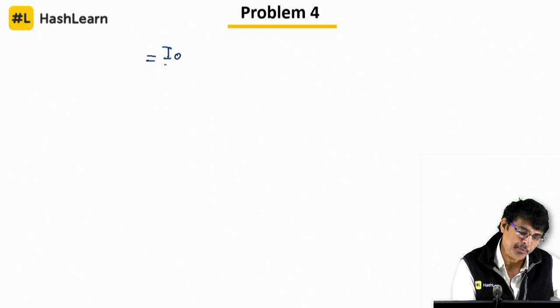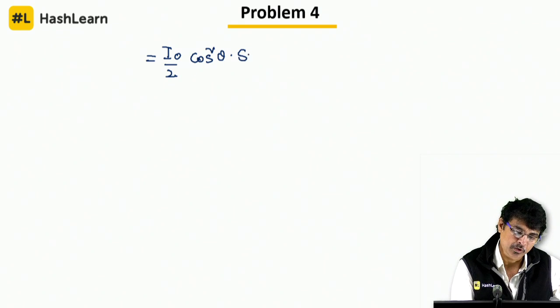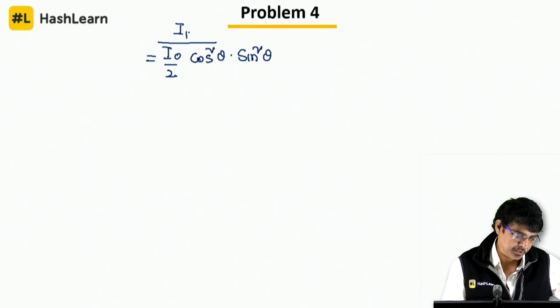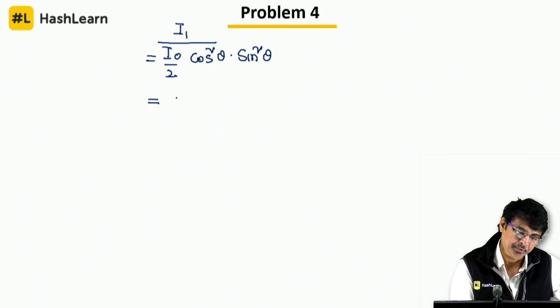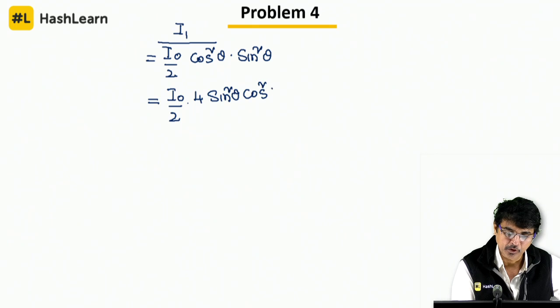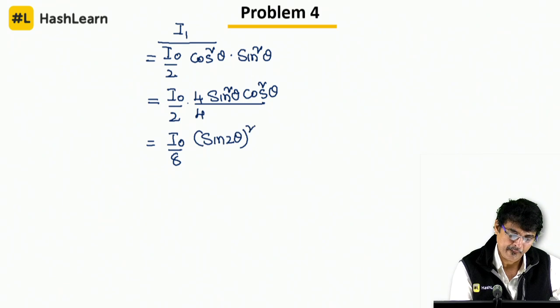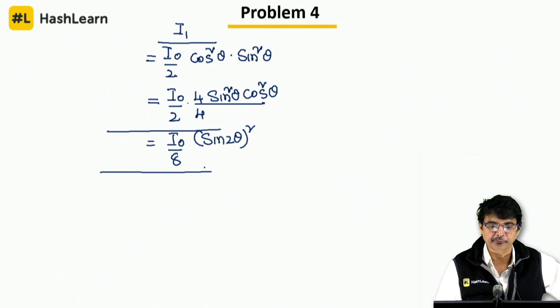that is equal to I0 by 2 cos square theta multiplied by sin square theta. That is the value of I1 times sin square theta. When you observe this, I0 by 2, I multiply 4 in numerator and denominator, 4 sin square theta cos square theta by 4. This is equal to I0 by 8, and 4 sin square theta cos square theta is equal to sin 2 theta whole square. This is the final answer.